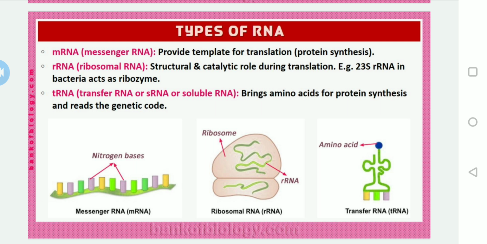The next one is tRNA, the transfer RNA. It is also known as sRNA. Why is it called sRNA? The soluble RNA. It is the only type of RNA that can be soluble. So tRNA brings amino acids for protein synthesis and reads the genetic code. I hope you can identify the types of RNA: messenger RNA, ribosomal RNA, and tRNA.